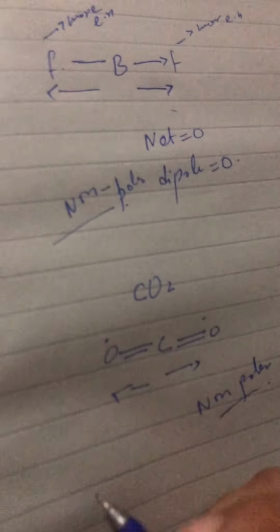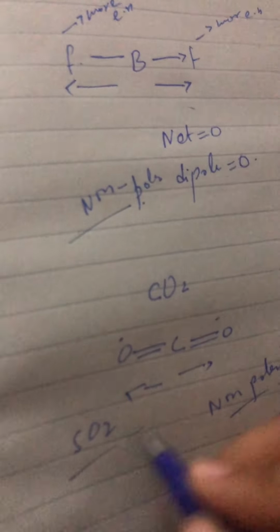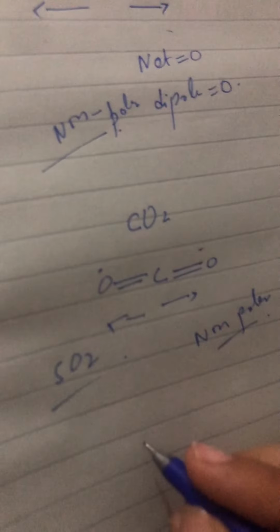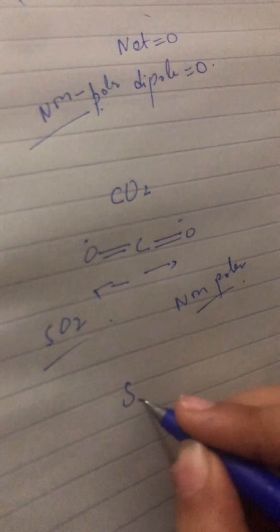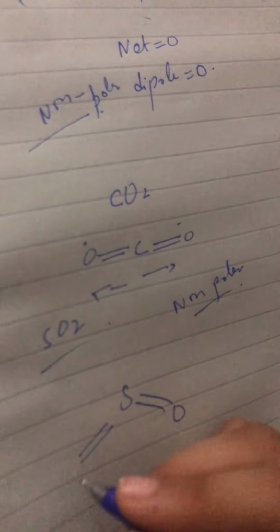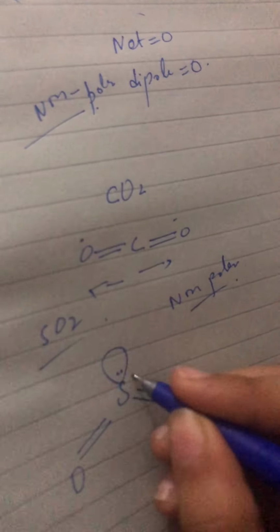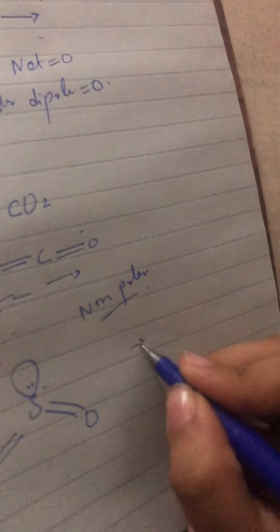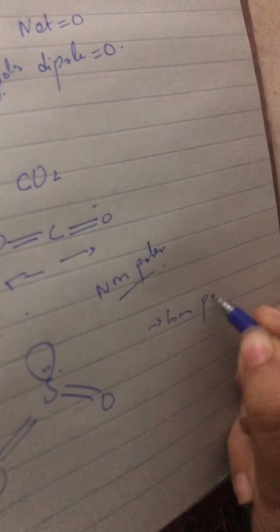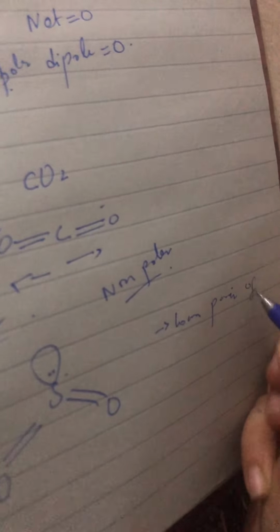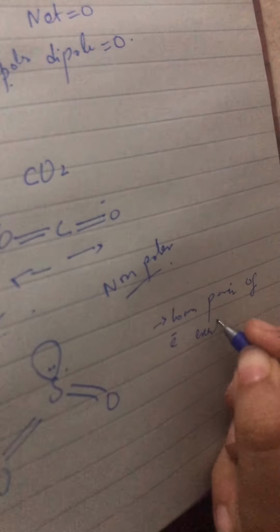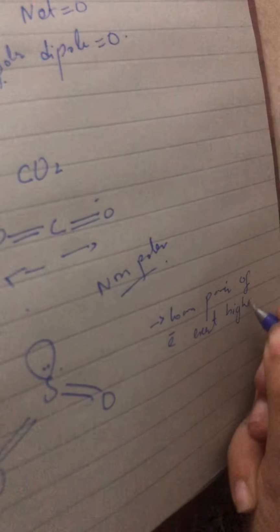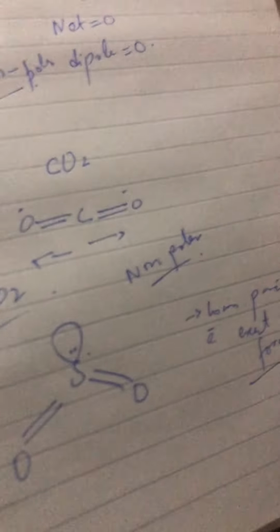Now if we talk about SO2, these are the two lone pairs of the sulfur. Here one point is that a lone pair of electrons exerts higher force. A lone pair of electrons exerts higher force.